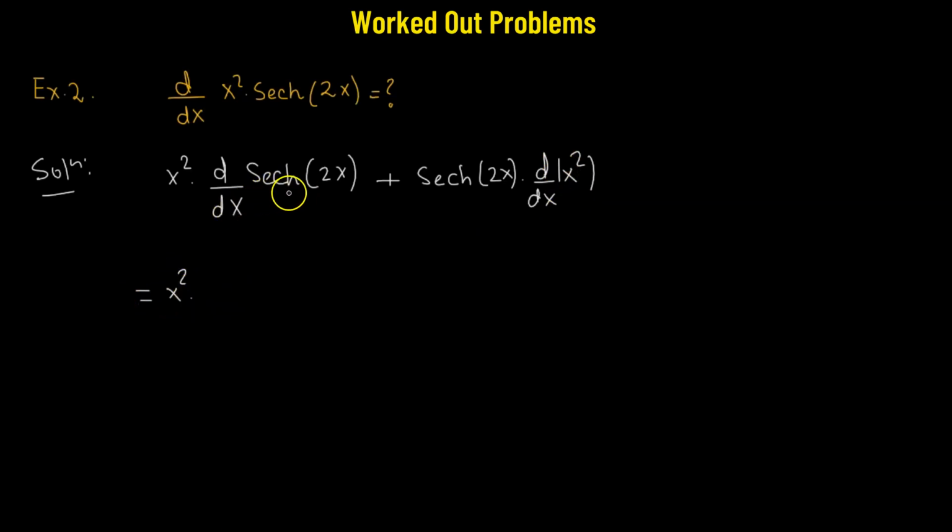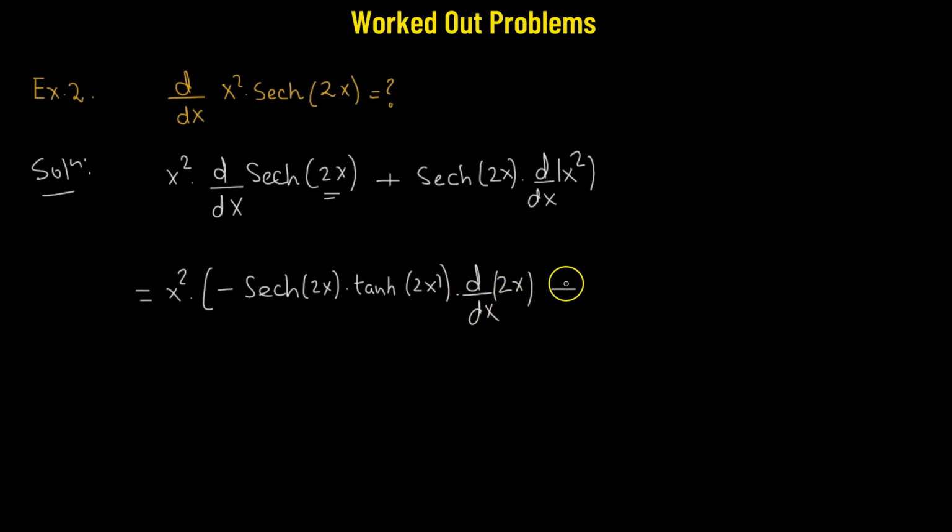the derivative of the hyperbolic secant function, assuming this is equivalent to x, and this will be negative secant hyperbolic of 2x times tangent hyperbolic of 2x. And this is multiplied to the derivative of 2x. What we've done is applied the chain rule here. Plus secant hyperbolic of 2x times the derivative of x squared, which is simply 2x. So this gives us negative, from the derivative of 2x we have 2, because the derivative of x with respect to x will be 1.